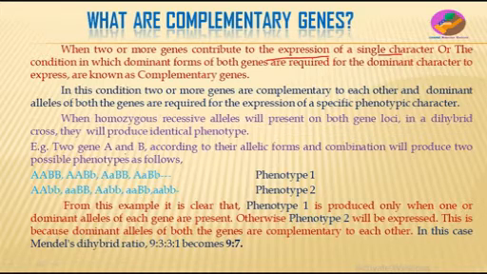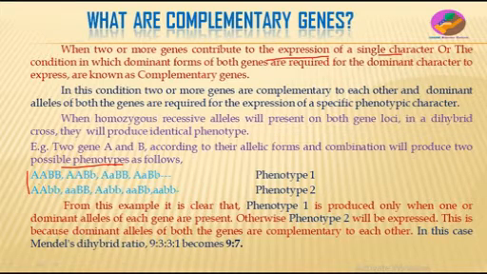If there are two genes, gene A and gene B, according to their allelic form and combination, they will produce two possible phenotypes as shown here. So see here, you can count 1, 2, 3, 4, 5, 6, 7, 8 and 9. If all these types of progeny are present, or result from their parents, they will produce their phenotype like this.